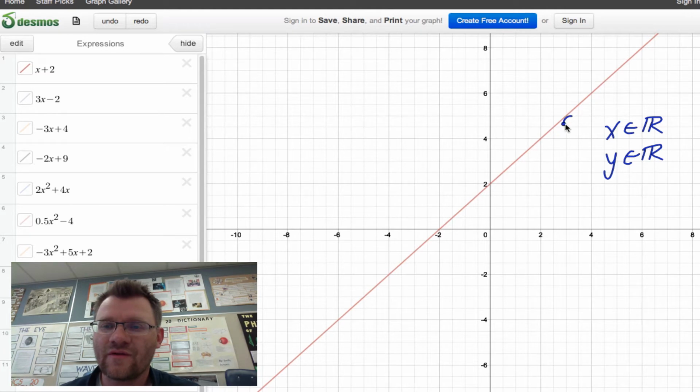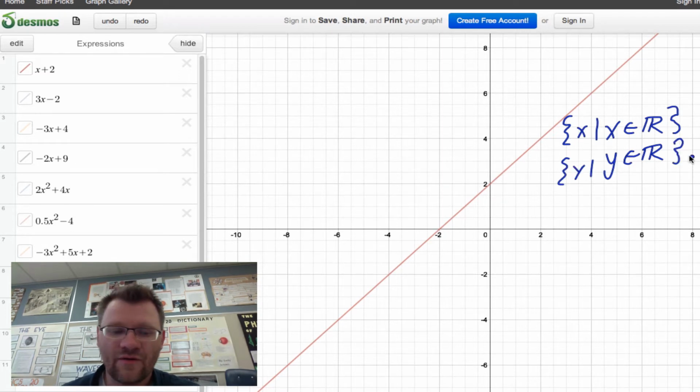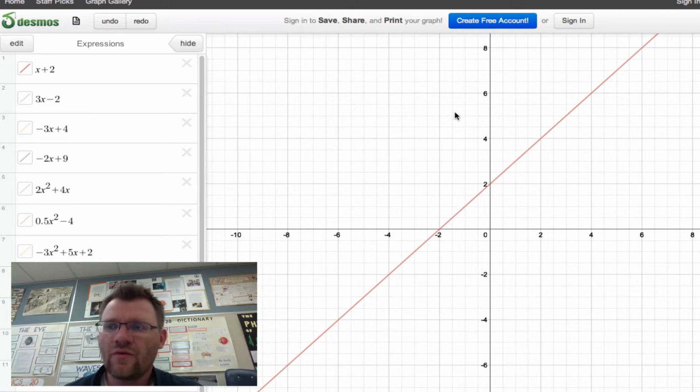Now, in the text, you may see it written like this, x with a line, and then x is an element of the real numbers, and then y with a line, and then y is an element of the real numbers. In other textbooks, this may not be a line, it might be a colon. So that's just the way that we write the domain and the range of functions. So we've looked at domain, range, possible x-intercepts. There are no turning points in this graph. A turning point is where a graph will turn from going up to going down, and a line is linear, so there's no turning points.